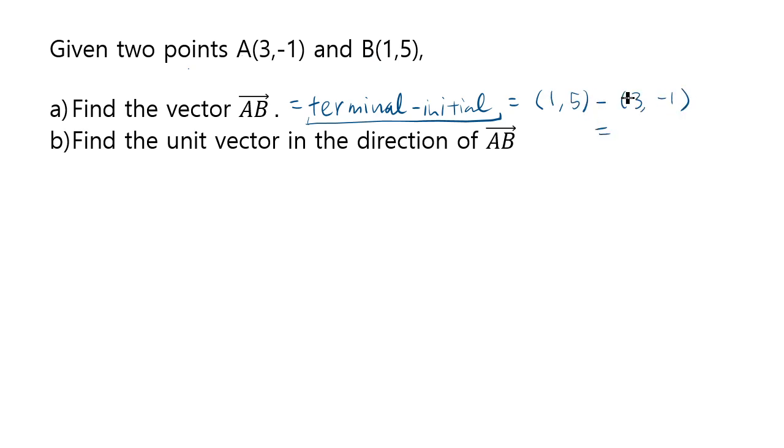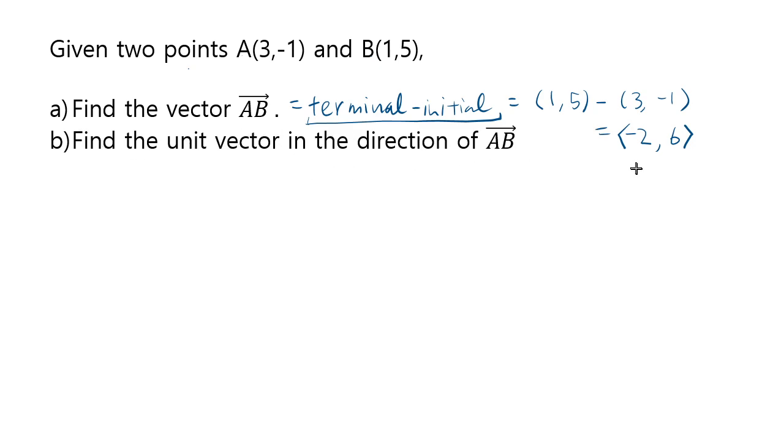And that gives you 1 minus 3, which is negative 2. 5 minus negative 1, which is positive 6. And you should write a vector notation for that. Okay, now find the unit vector in the direction of AB.